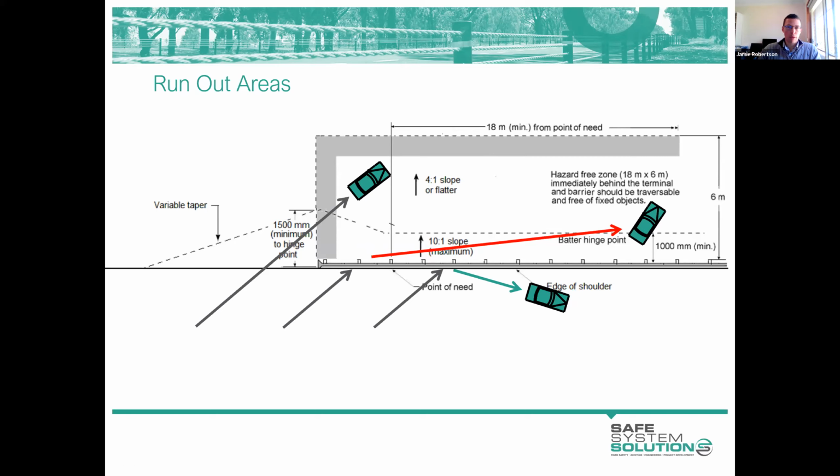So it is desirable to provide these relatively flat grades and ensure that this area is free of hazards. That may influence where you start and stop a barrier. You might choose to extend the barrier a little bit further to ensure that it starts in an area that provides a better run-out area.